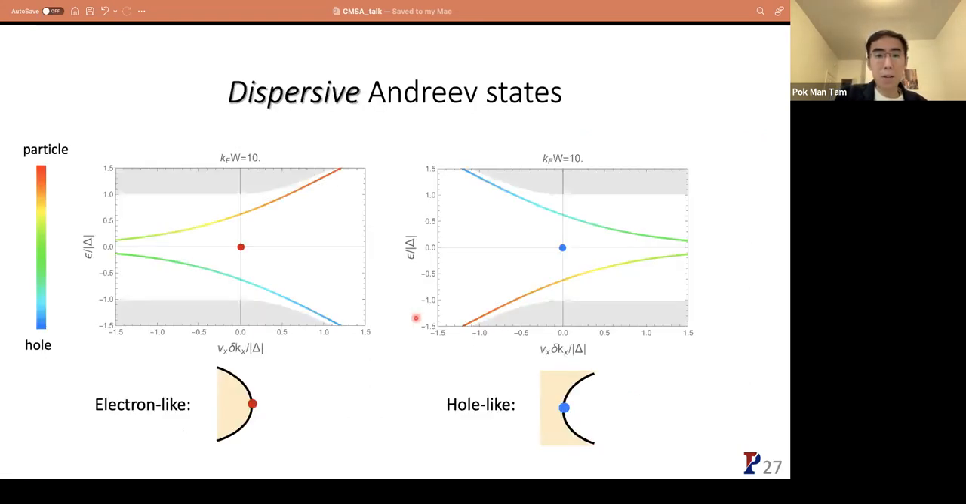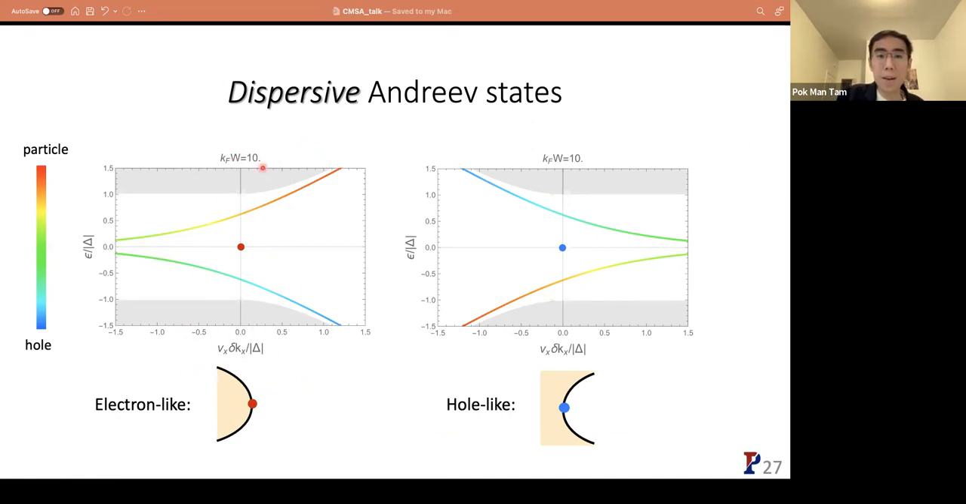So you can do a specific calculation for, say, the neighborhood of a convex critical point whose Fermi surface environment is electron-like. Then you can solve for the energy spectrum of the Andreev states. This is what you will find.